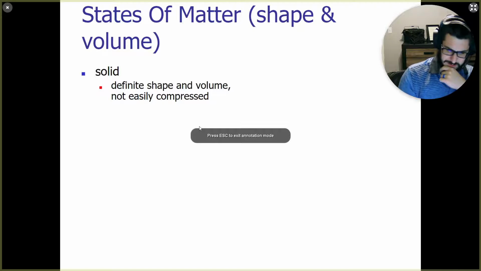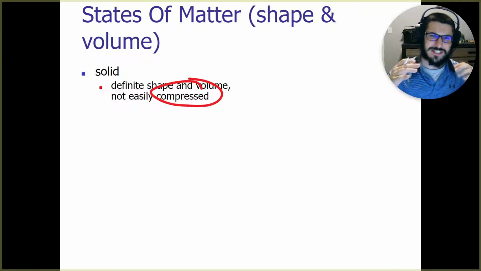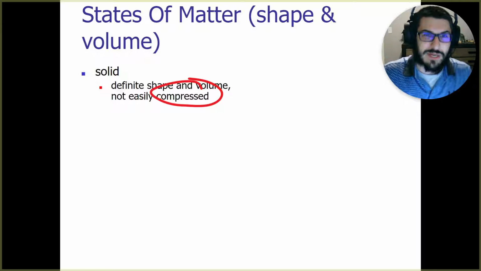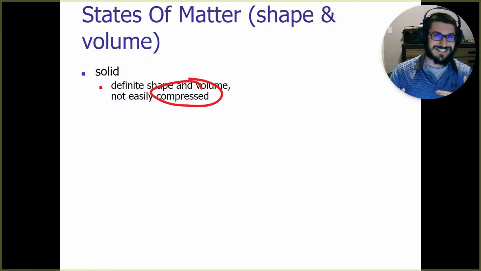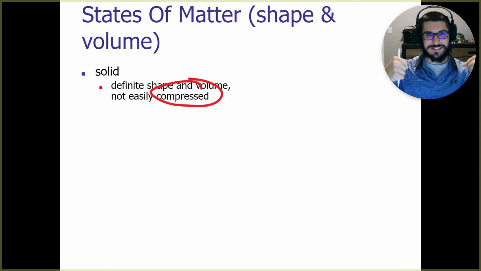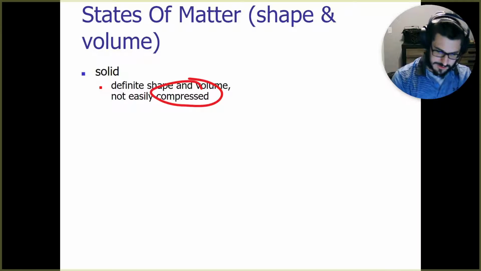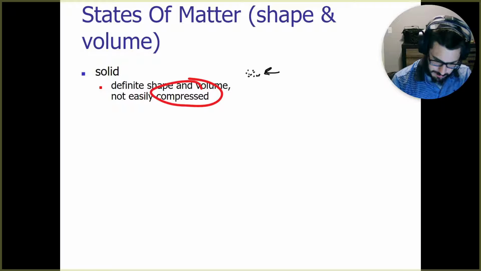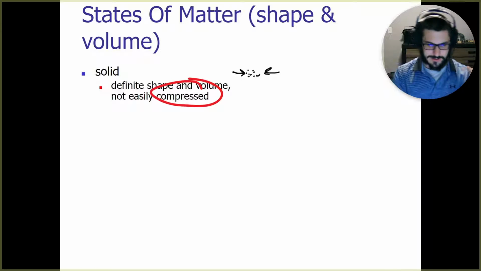Before I move on, let's break down that word compressed. So when you think about the word compressed, the base word there is compress. So if something is going to get compressed, it means that it gets pushed together. And so for a solid, since the particles are so tightly packed together, when you try to compress them, they can't get any closer together.